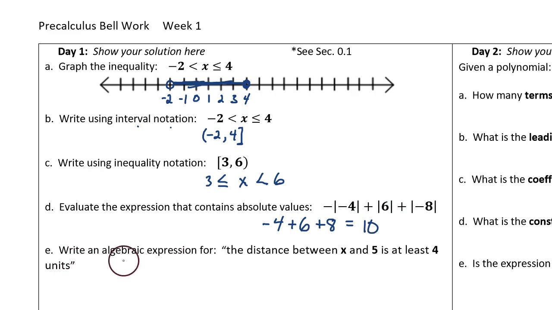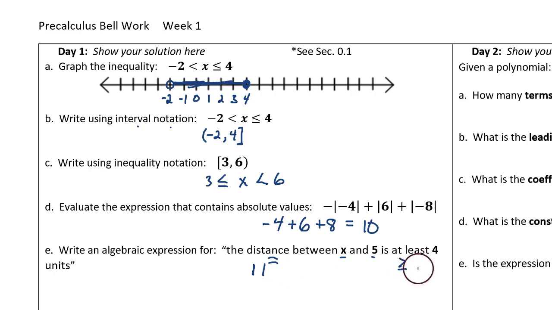Question E, write an algebraic expression for this concept. The distance between x and 5 is at least 4 units. As soon as you see the word distance, that implies absolute value bars around something. Now reading a little bit farther, we see what goes inside those absolute values, between x and 5. And then when you read "is at least," that implies greater than or equal. Being at least 4 means being equal to 4 or being greater than 4.